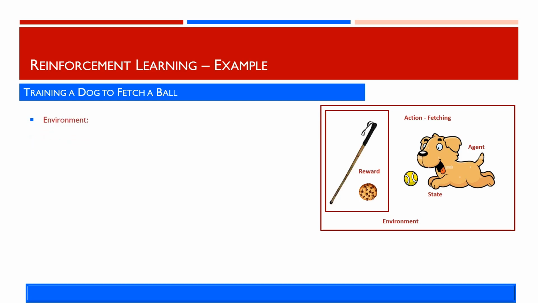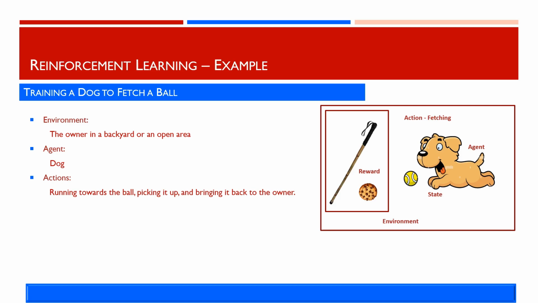Let us see the example of training a dog to fetch a ball. The environment here is the owner in a backyard or an open area where the dog can play fetch. The agent is the dog being trained to fetch the ball. The possible actions for the dog include running towards the ball, picking it up and bringing it back to the owner. The state represents the current position of the dog and the ball in the environment. The dog receives a biscuit for successfully fetching the ball and bringing it back to the owner. The reward is higher for faster and more accurate retrieves. The dog may receive negative rewards like beating if it gets distracted or goes in the wrong direction.